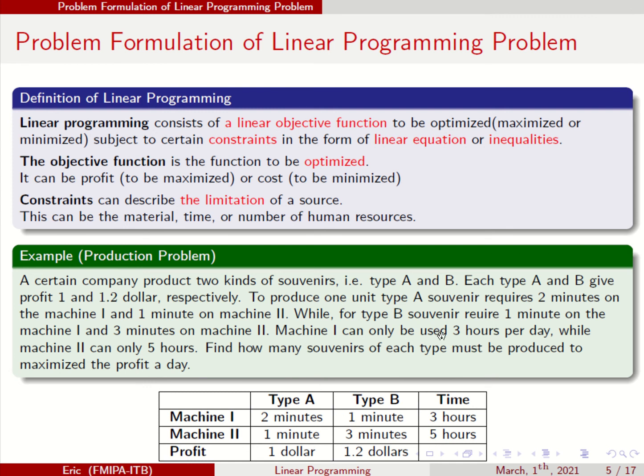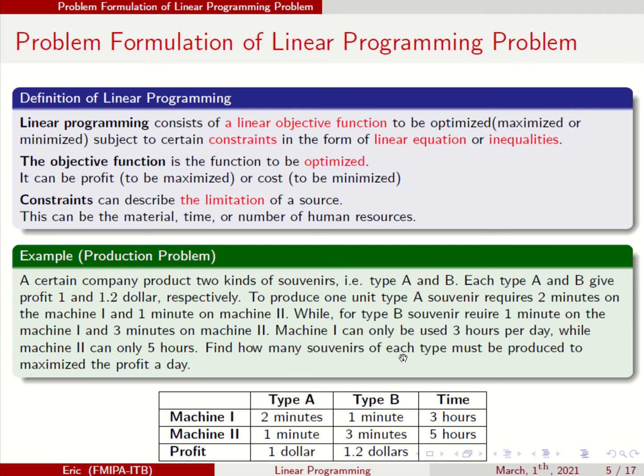Machine 1 can only be used 3 hours per day. So for machine 1, the total time is limited to 3 hours. You can use it no more than 3 hours. And machine 2 can only be used up to 5 hours. The profit for type A is $1 and $1.2 for type B. So I want to find how many souvenirs of each type.